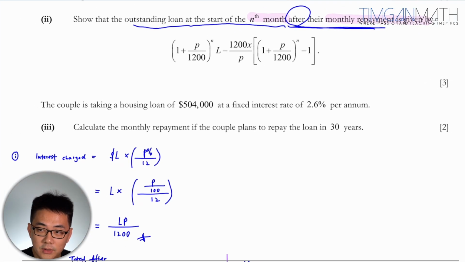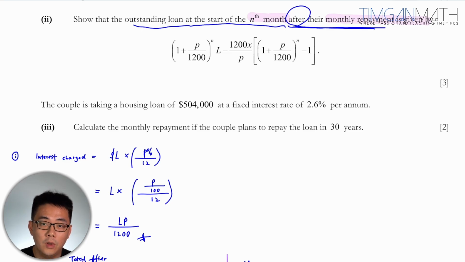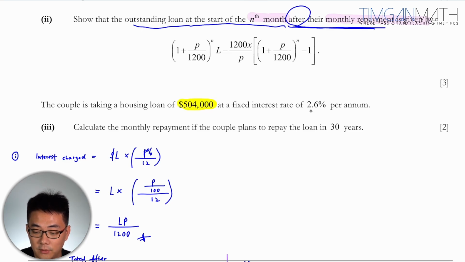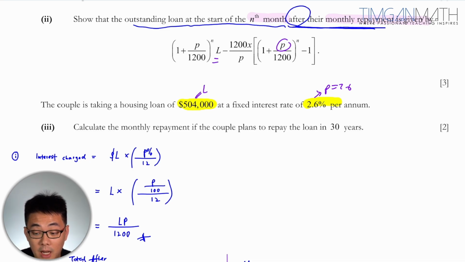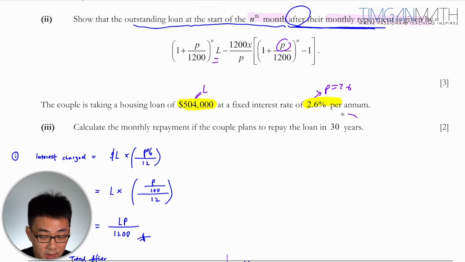The couple is taking a housing loan of 504,000. So here we have this part here, 504,000, and fixed interest of 2.6% per annum. So this means that P is actually equals to 2.6. Okay, we can just use the formula here. And this is our L, the principal amount. Calculate the monthly repayment if the couple plans to repay the loan in 30 years. So in other words, this is N equals to 30.